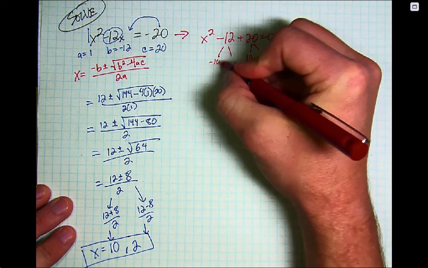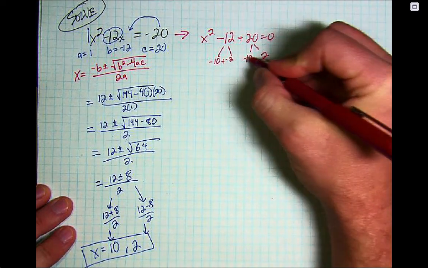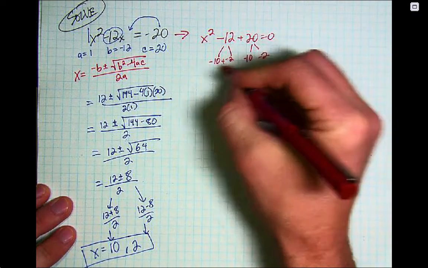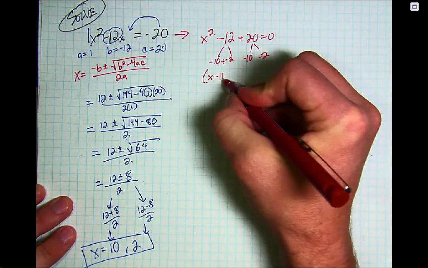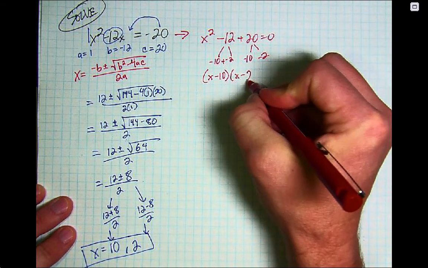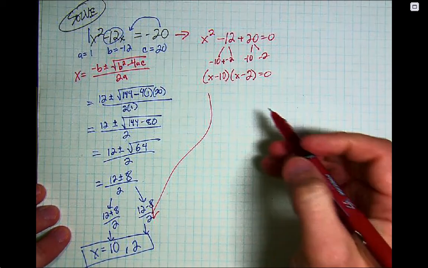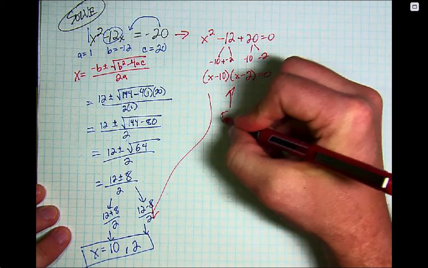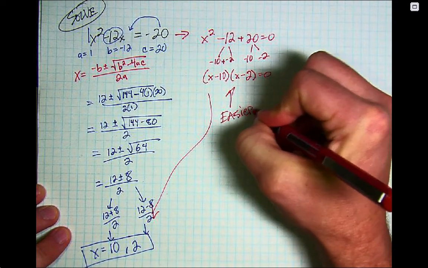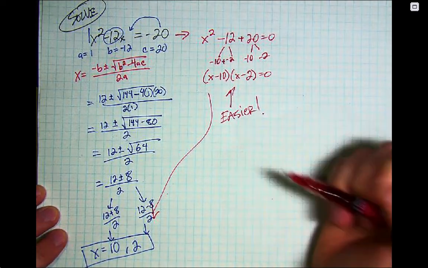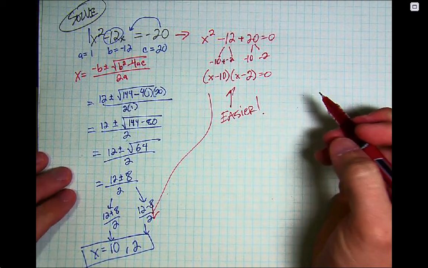It's negative 10 plus negative 2. Negative 10 times negative 2. You remember how to do this, right? And so that's why we get those same two answers. I think this is easier. Magic numbers is probably the easiest way of solving quadratic equations.